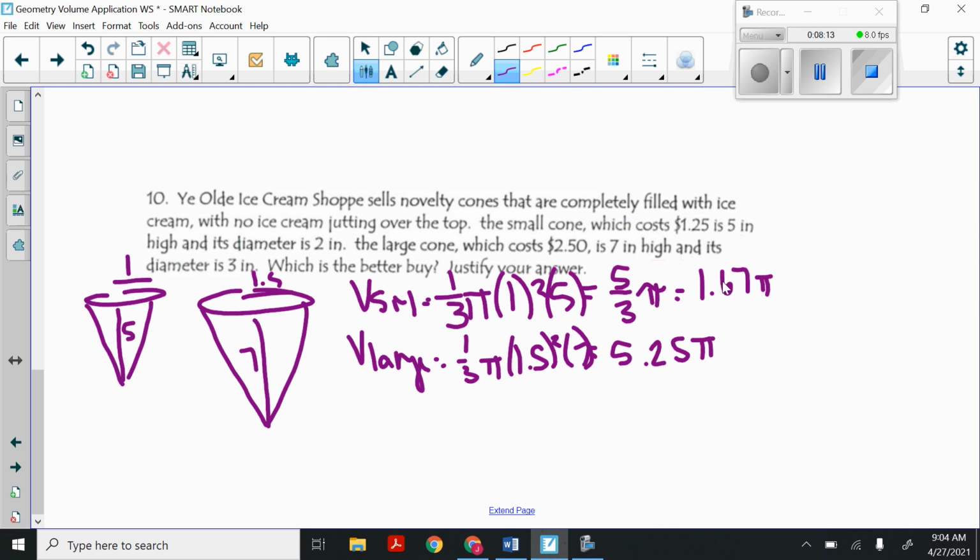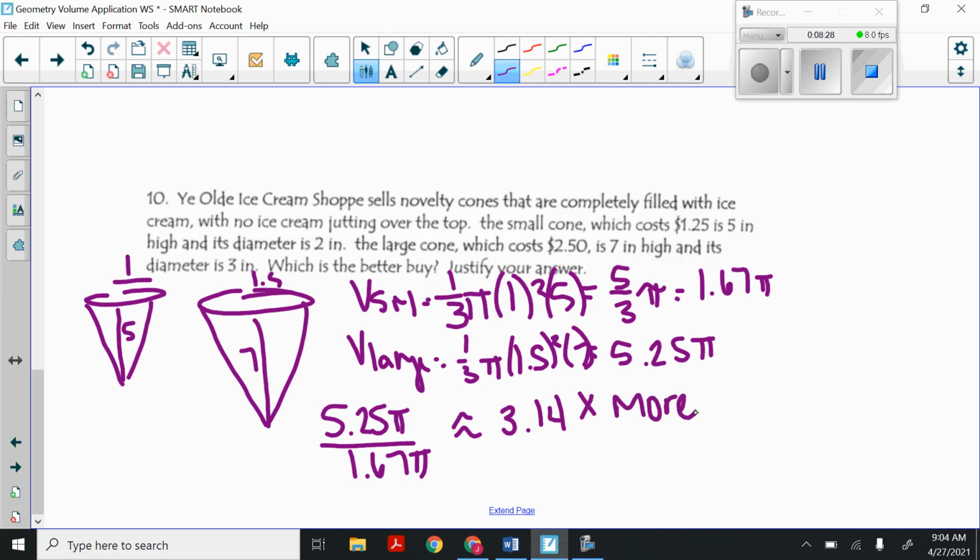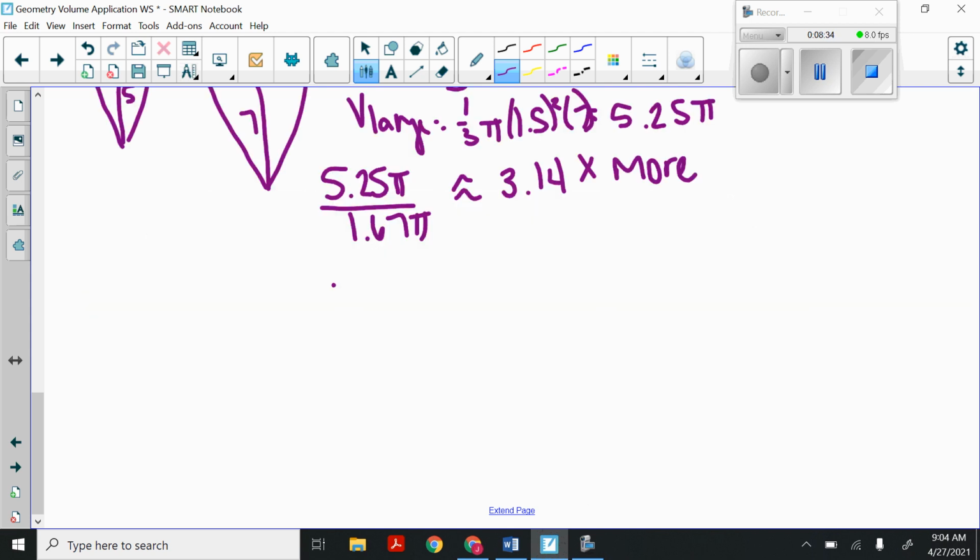So let's see, how much more does the large one hold? If I take 5.25 pi and divide it by 1.67 pi, I get approximately 3.14 times more. So the large one holds about 3.14 times more. Let's see how much more the large one costs. The large one is $2.50 divided by the small one at $1.25. When I divide that, I get 2. So it only costs 2 times more.